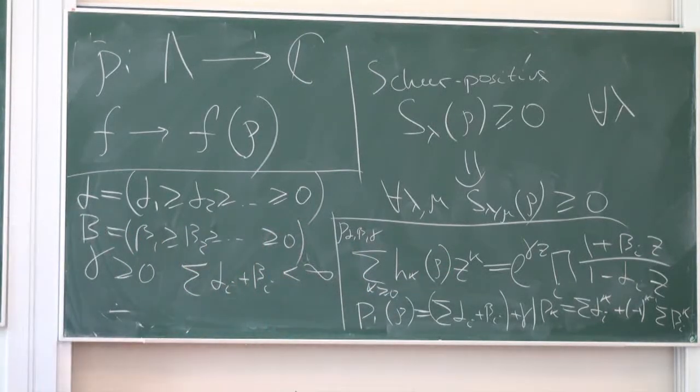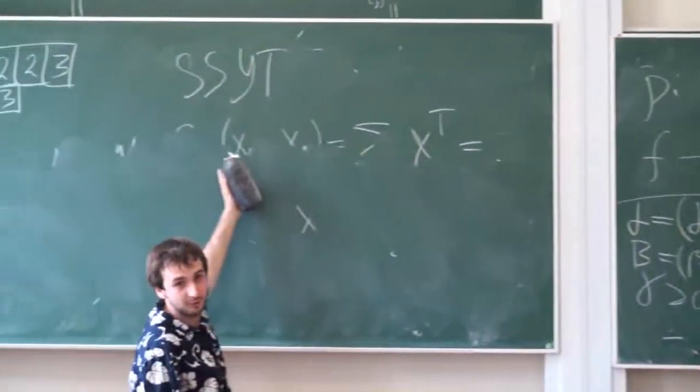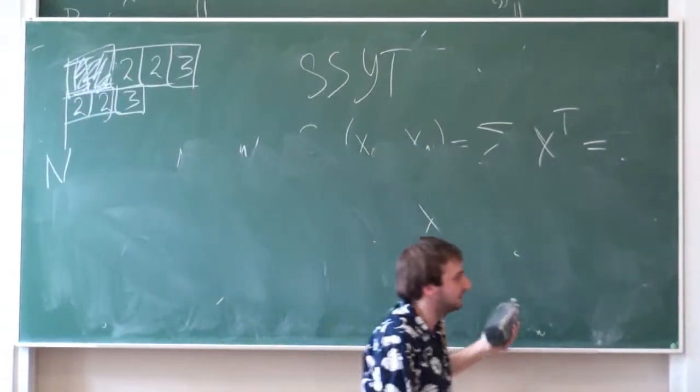So, but clearly this specialization is positive because we know the combinatorial formula, which is written still here. And you can see that if all x's are non-negative, then clearly the values of the Schur polynomial are non-negative. So this is what we expected.